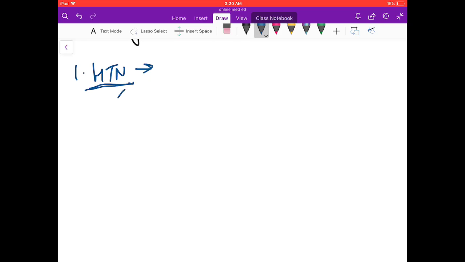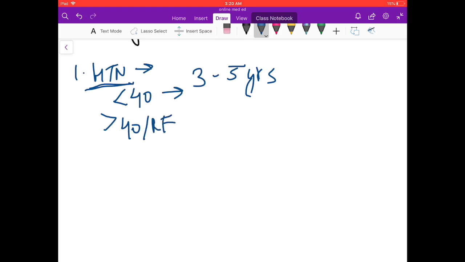Now, if you have a patient who is less than 40 years old and has no risk factors for any cardiovascular disease, it would be safe to screen him every 3 to 5 years. But if he was more than 40 years old or had risk factors like a strong family history, obesity, hypertension, or diabetes, then you would want yearly BP monitoring for that patient, like the first option said, but not this patient.